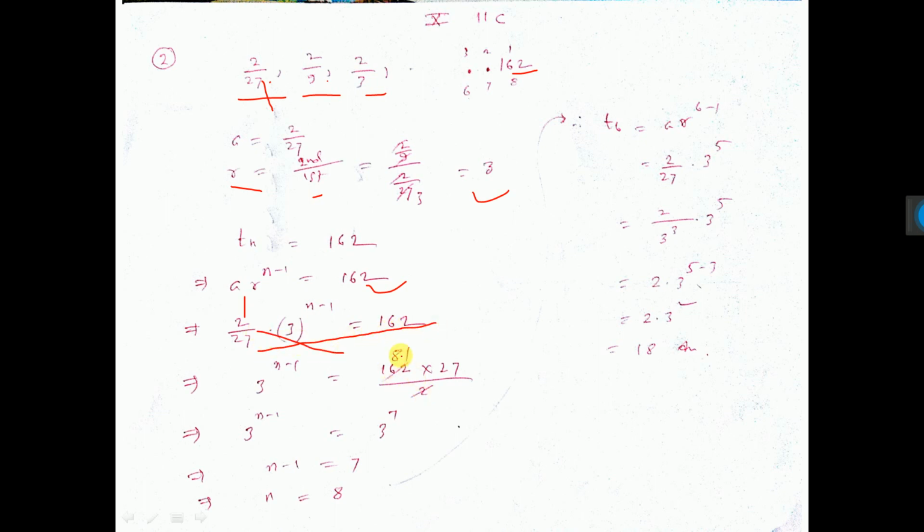After doing cancellation, this is 3 to the power 4 and this is 3 to the power 3, that is 3 to the power 7. So n minus 1 equals 7, that means n equals 8. So here 1, 2, 3, 4, 5, 6, 7, 8. Total 8 terms. See the dots I have given.